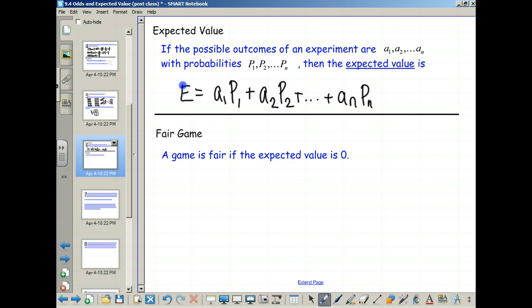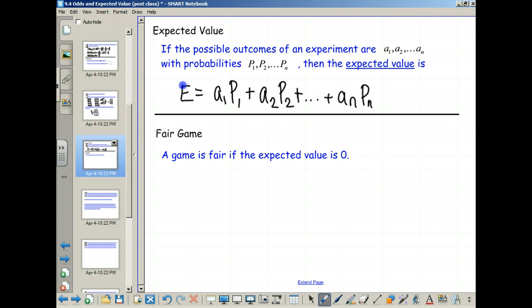So when we're talking about expected value, we're talking about numerical outcomes. So I don't talk about the expected value of boy versus girl. That's not going to make sense in terms of the formula. But I can definitely talk about the expected value of rolling a die, because the die comes up with numerical values.